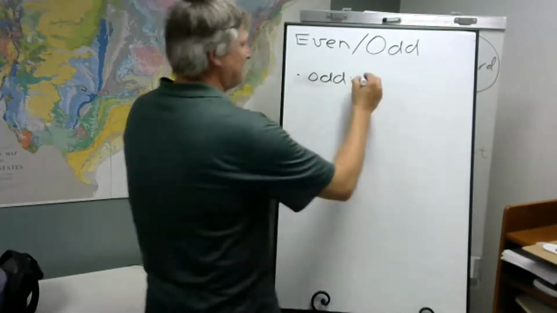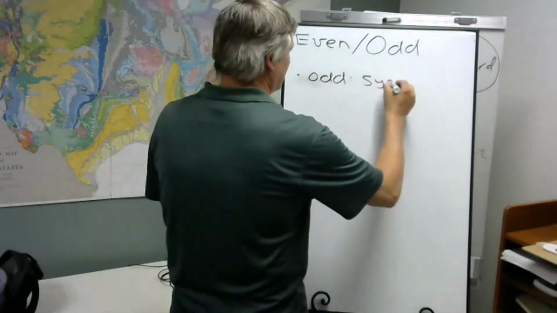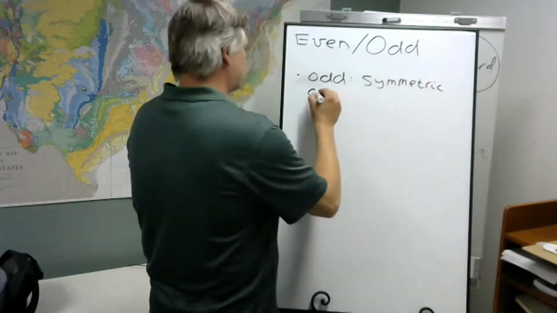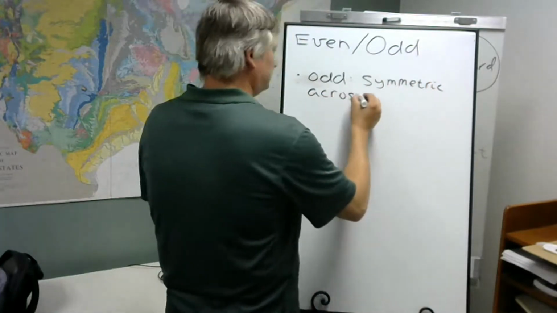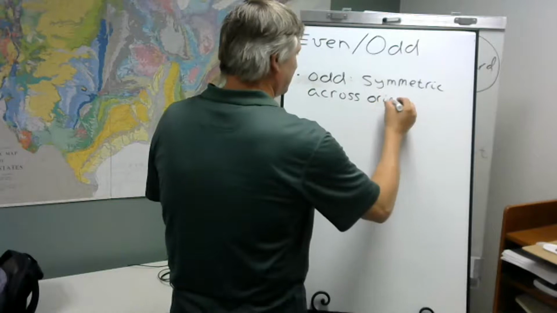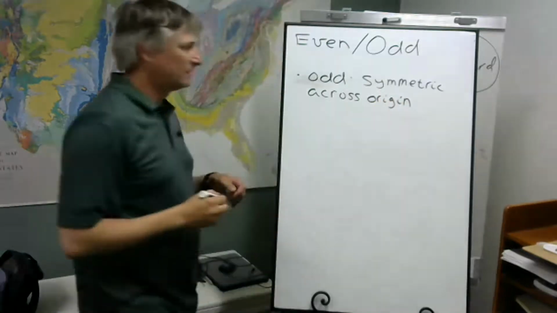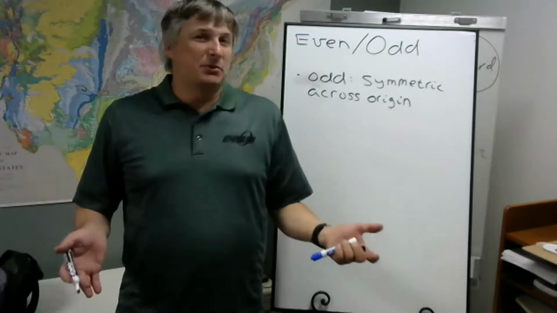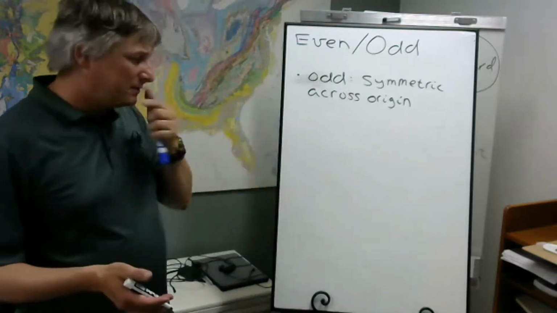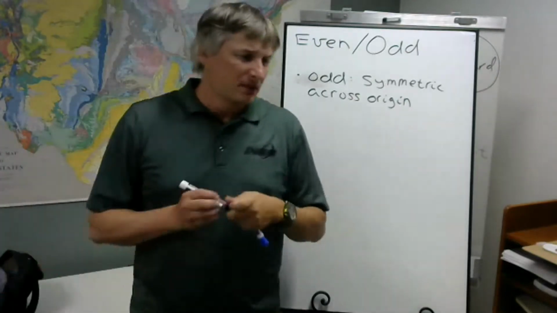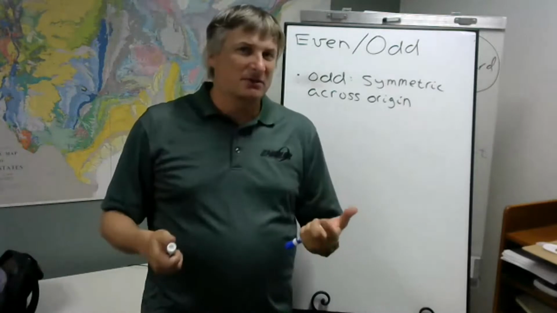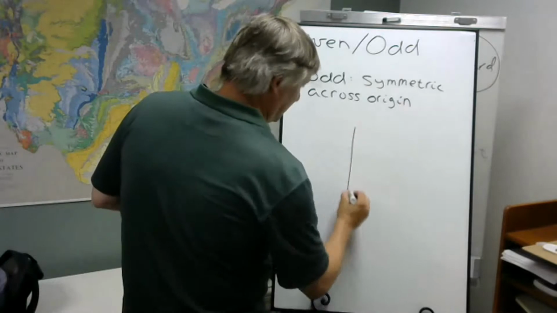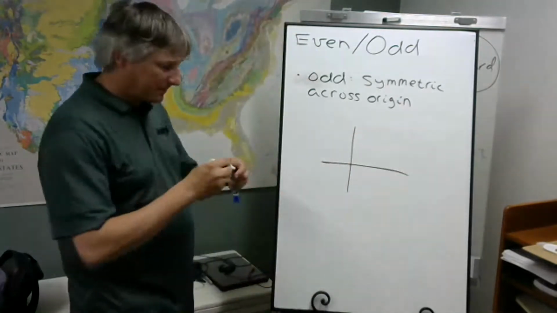So this is symmetric across the origin. When it comes to even and odd, we skip the symmetry across the x-axis. The reason is when we're talking about functions, symmetry across the x-axis means you're not a function. And that's fine. You can be what's called a relation.